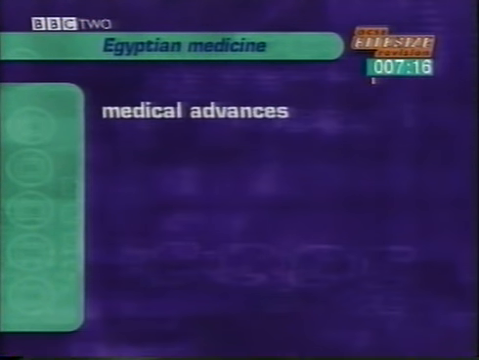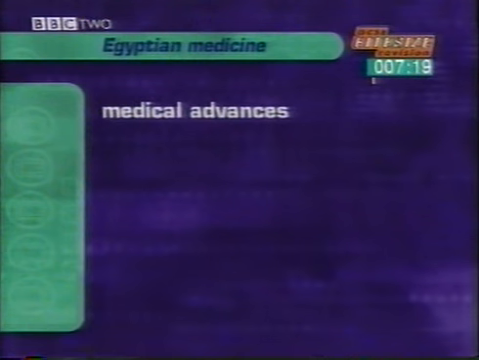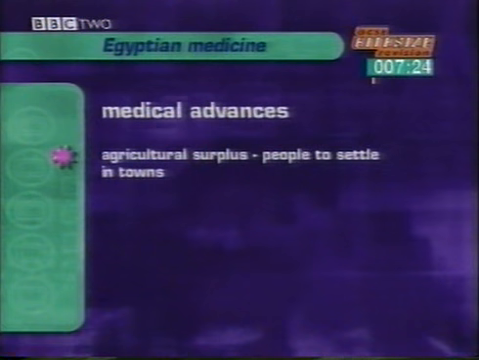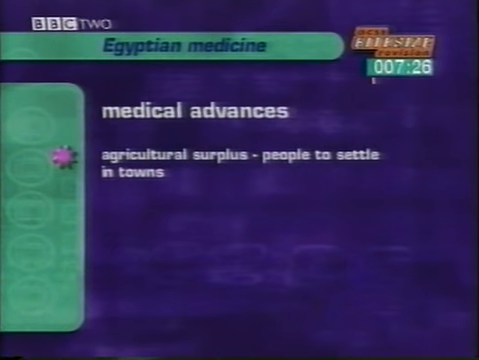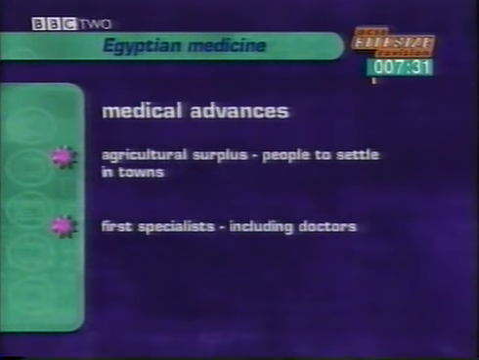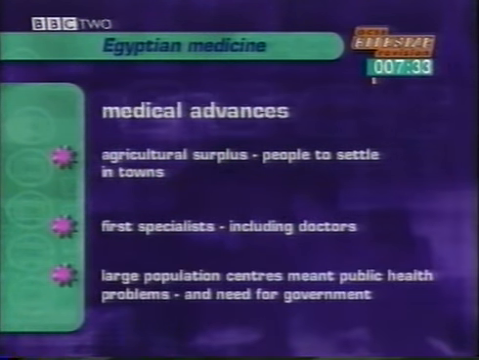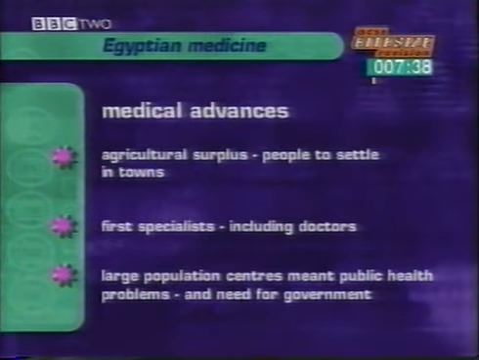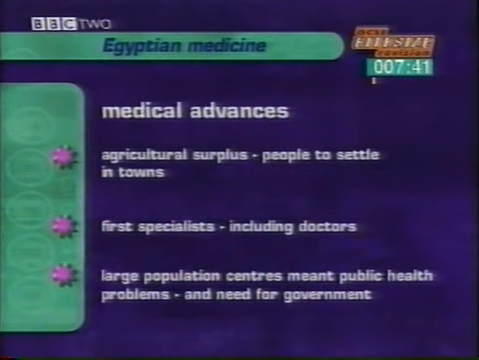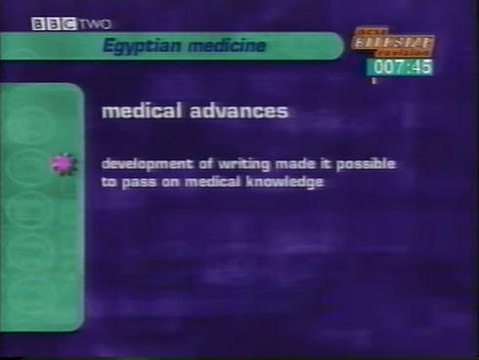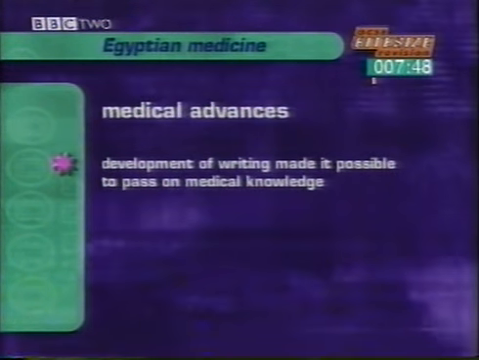A number of new factors in Egyptian civilization made medical advances possible. The fertility of the Nile Valley meant that not everyone needed to till the soil. An agricultural surplus meant that people were free to settle in towns. This in turn led to the creation of the first specialists, craftspeople, priests and doctors. Larger numbers of people living close together brought public health and hygiene problems, and the need for strong government, the all-powerful pharaohs. Finally, the development of writing made it possible to record and pass on medical knowledge.